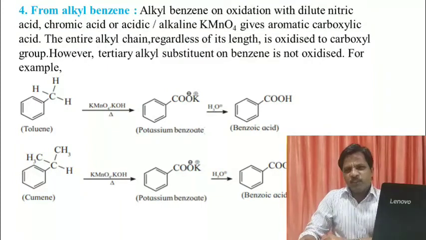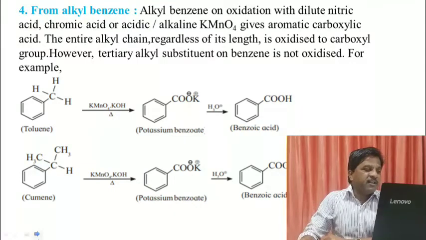Now the fourth method is from alkyl benzene. Alkyl benzene, when treated with an oxidizing agent, acidic or alkaline KMnO4, dilute nitric acid or chromium trioxide, gives the corresponding aromatic carboxylic acids. Alkyl benzene means a hydrogen atom in benzene is replaced by an alkyl group such as CH3, C2H5, etc. One more thing in this reaction: regardless of the length of the carbon chain in the alkyl group, the whole alkyl group gets oxidized to the corresponding carboxyl group. The only limitation is that a tertiary alkyl group substituted on benzene is not oxidized.